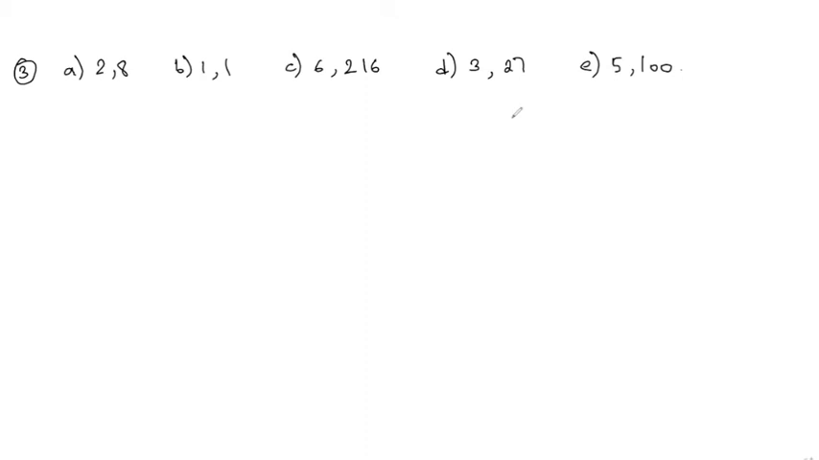Cubes of numbers. First number is 2. What is 2 cube? 8. Yes. What is 1 cube? 1. What is 6 cube? 6 6s are 36. What is 36 into 6? 216. Okay.